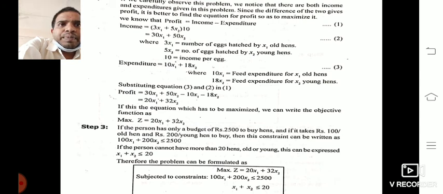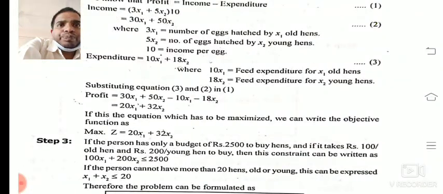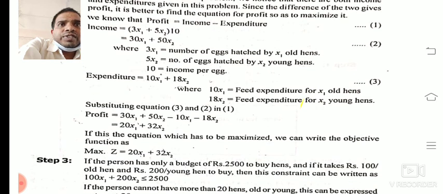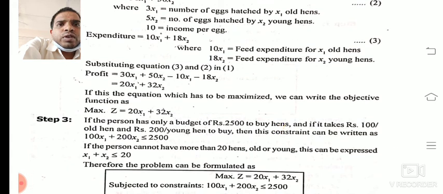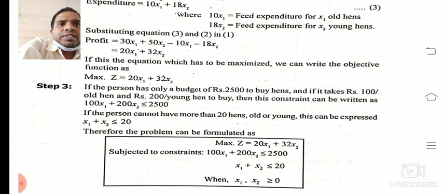Now, when it comes to expenditure, it is 10x1, the feed expenditure for the x1 old hens, and 18x2, the feed expenditure for x2 young hens, so the expenditure becomes 10x1 plus 18x2, that is the third equation. Now substituting the third and second equations in the profit equation, the first equation, you will get 20x1 plus 32x2, that is, maximize Z equals 20x1 plus 32x2. Now let us go on to form the other constraints.